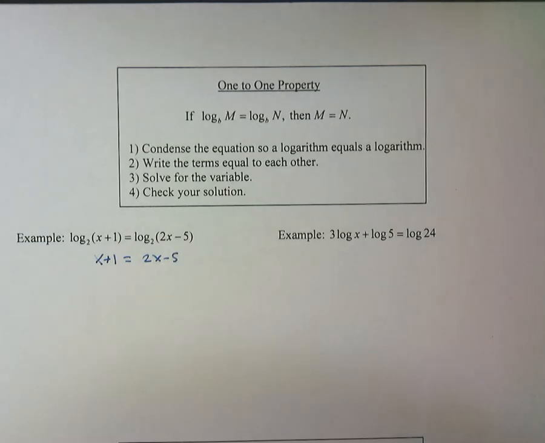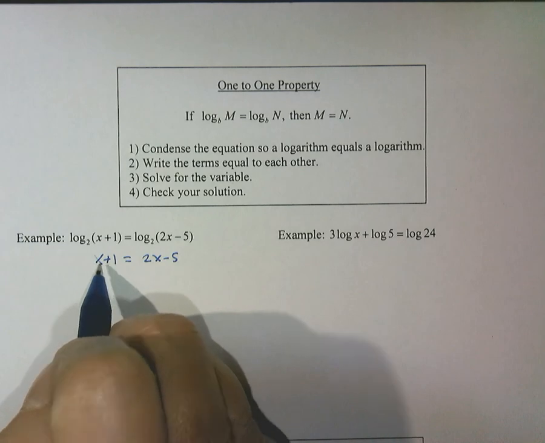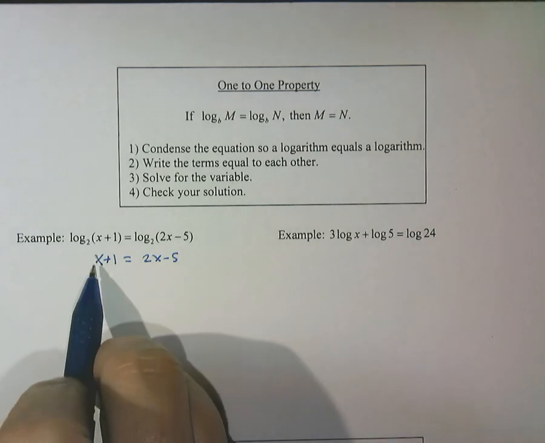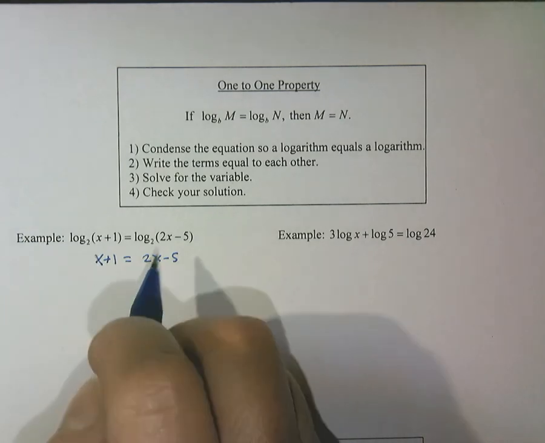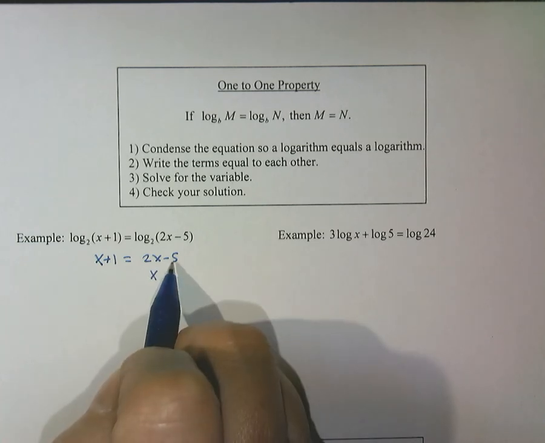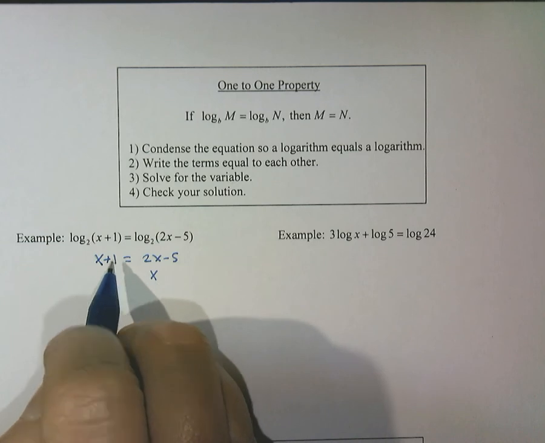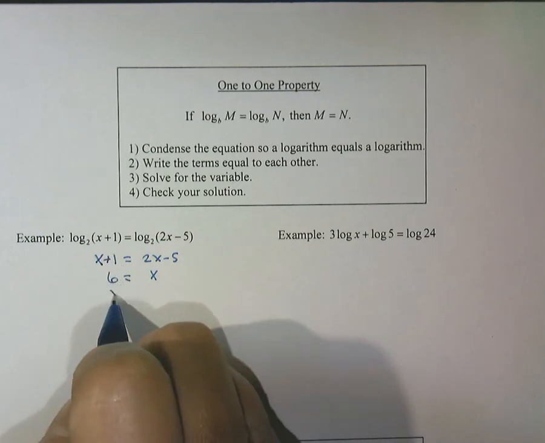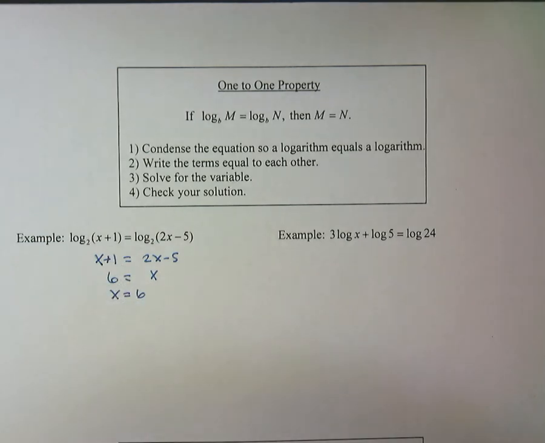If x plus 1 equals 2x minus 5, I solve for x. I like to keep my x's positive, so I'm going to subtract x from this side, and that gives you an x. I'm going to add 5 on both sides here, so I'm going to add 5 over here, and that gives me a 6. So I get x equals 6.